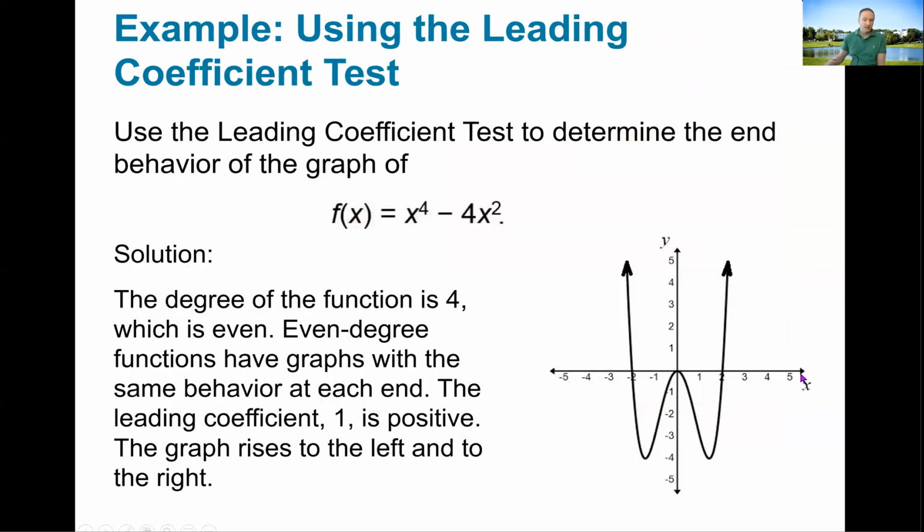Just to take a quick look at this one, now we have no idea the behavior on the x-axis yet for this problem. We're not worried about that. What I am worried about is just looking at this equation and saying, okay, it's a positive x to the fourth. Every single positive even function in existence starts high and ends high. That's all I really need to know here.